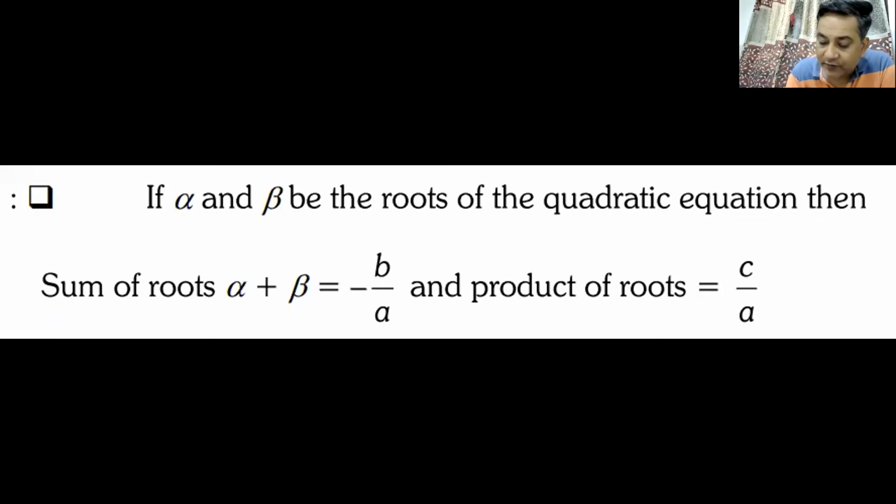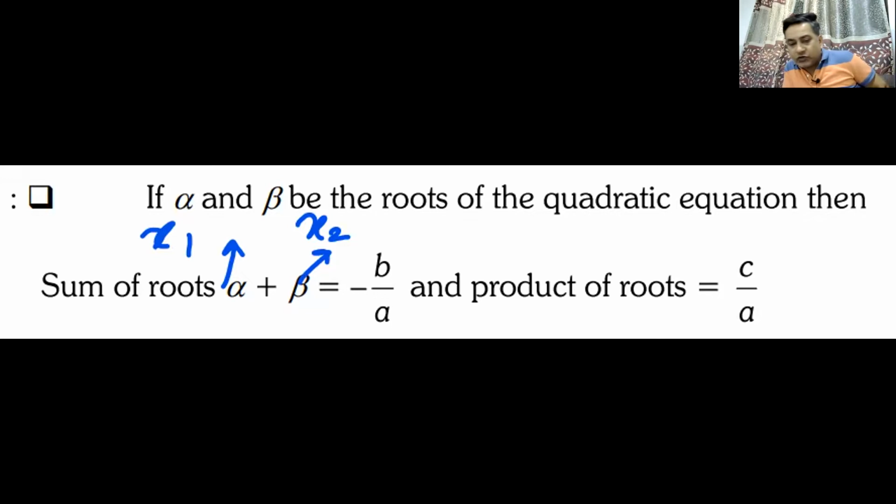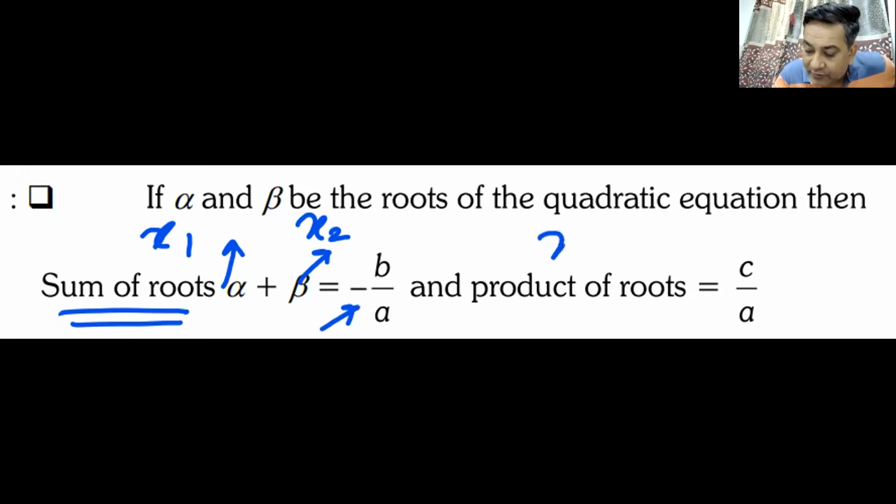If alpha and beta are the roots of the equation, by alpha we mean x1, and by beta we mean x2. So if you don't want to write alpha and beta, you can write x1 and x2. The sum of the roots, x1 plus x2, will come as minus b by a. b is the coefficient of x, a is the coefficient of x square. And x1 multiplied by x2 will be c by a.